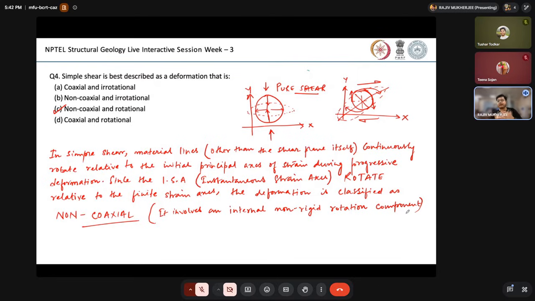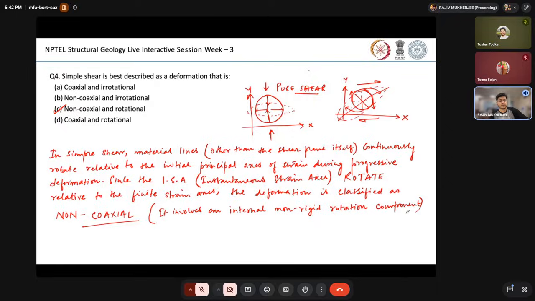But in case of pure shear, in case of simple shear, or rather if you talk about non-coaxial deformation, these kind of rotations are not the same as that of a rigid body rotation. Yeah, so that is different. So that is why it is non-coaxial, because it is not like a rigid body rotation.